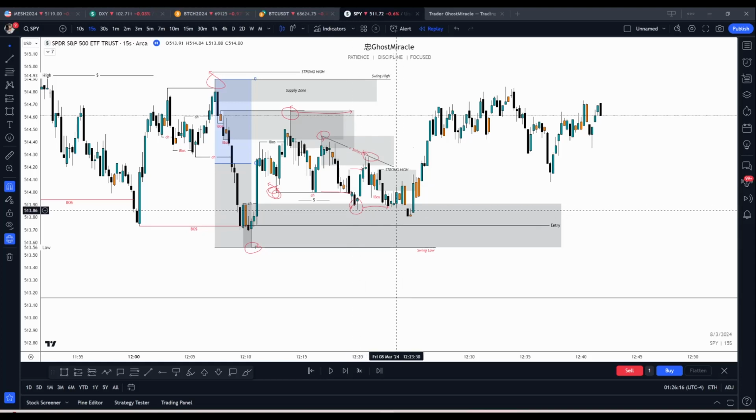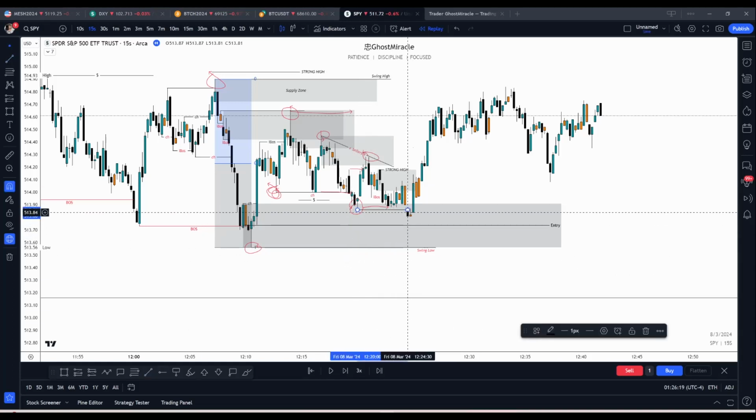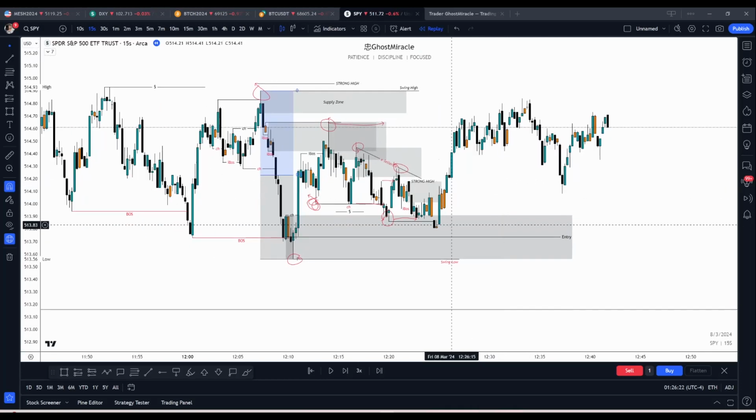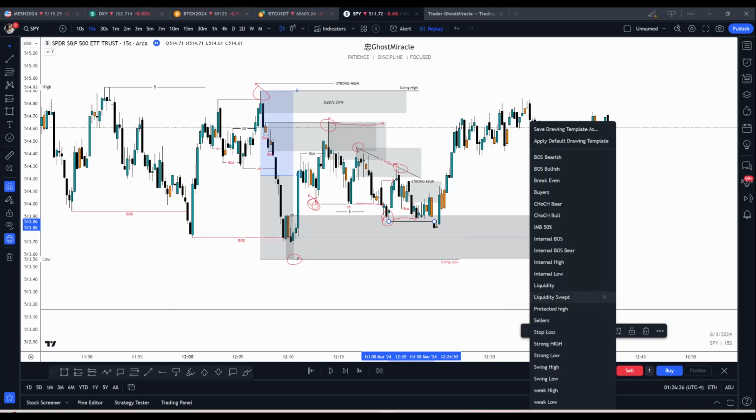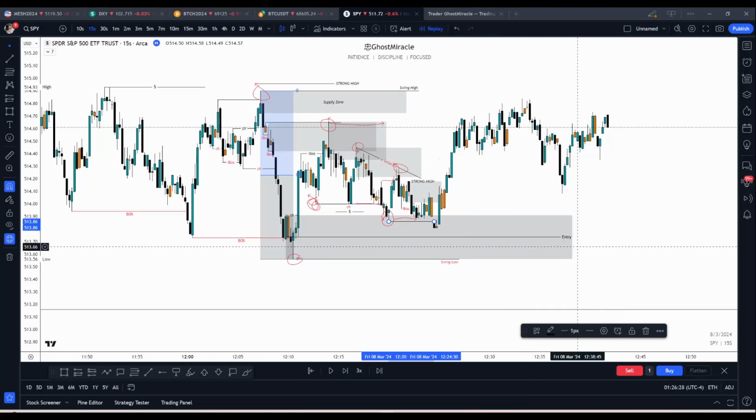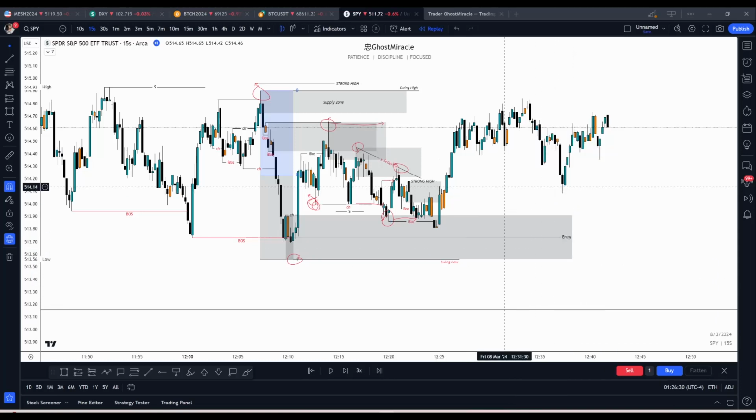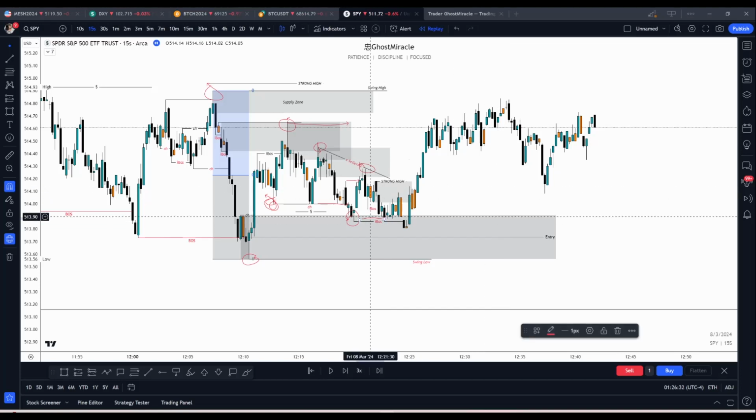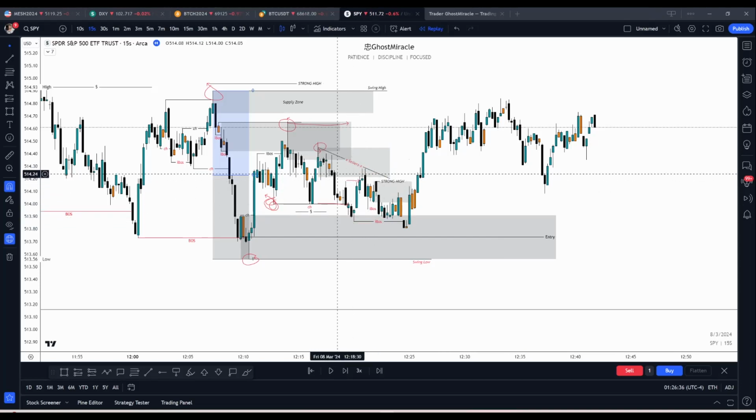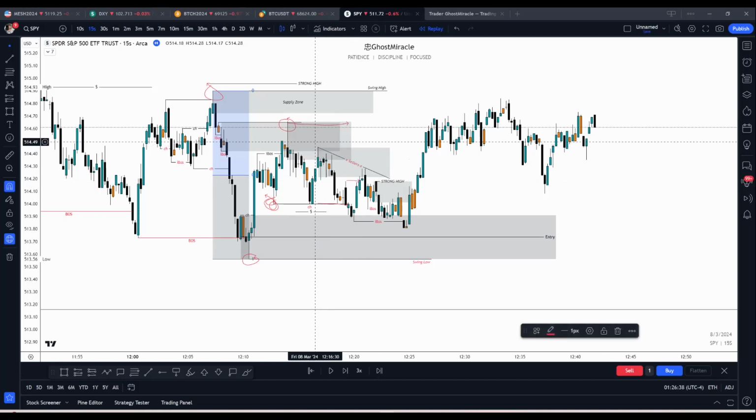So a series of mitigations, right? So now you have this weak low, which is why it was taken out here for another internal break, right, to the downside. And then let me just clean this up a bit.